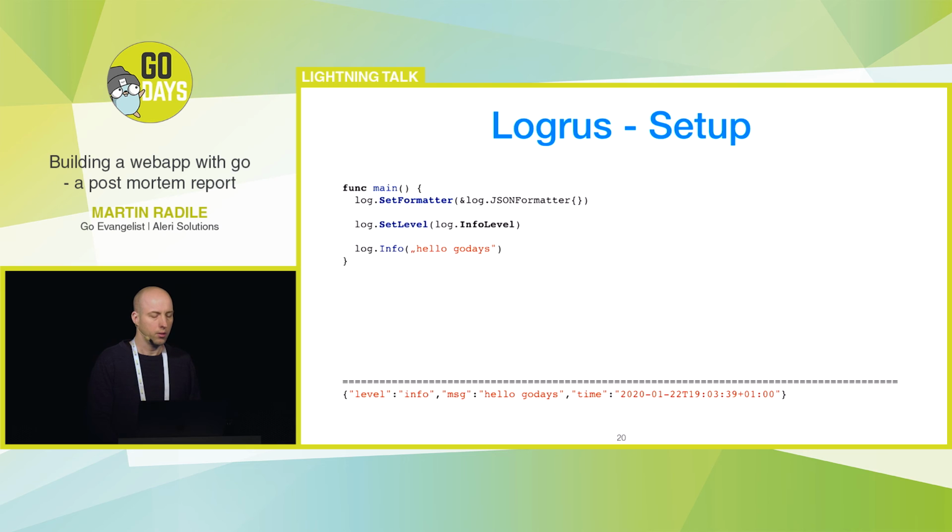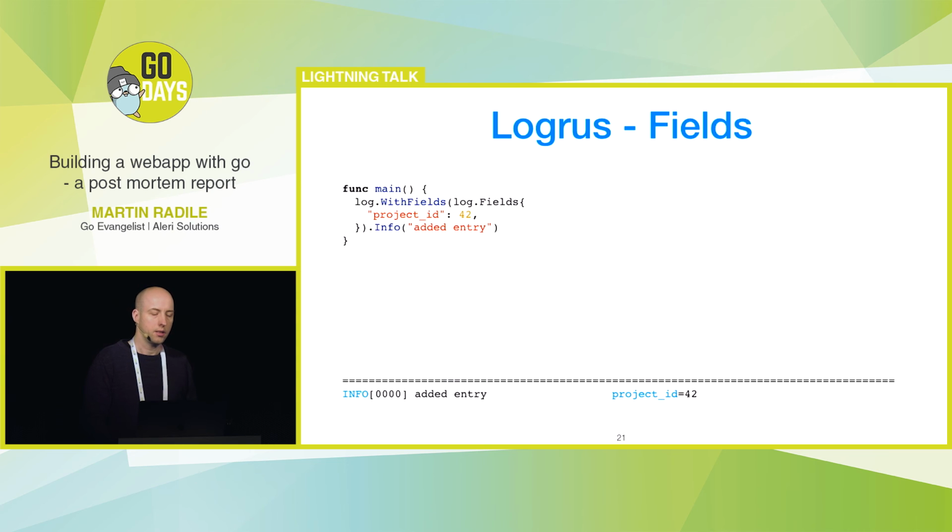The most common configuration options are setting another formatter and the desired log level. This configuration, for example, keeps the output of the info level and makes Logrus print JSON messages, as you see below. Logrus has the type log.Fields. That is a map of string to interface type that you can feed with key-value pairs. Each key-value pair is individually printed in the log message. I'm not showing the JSON output here because this is more human readable.